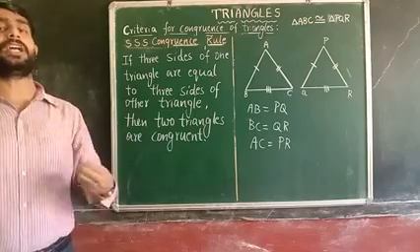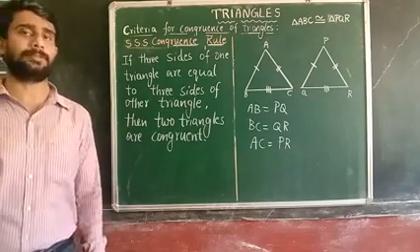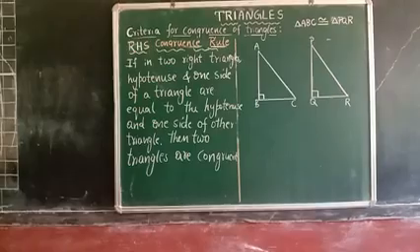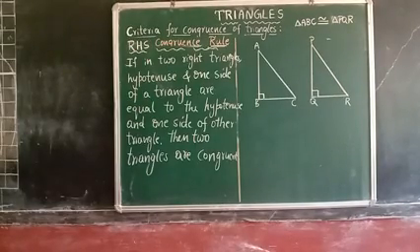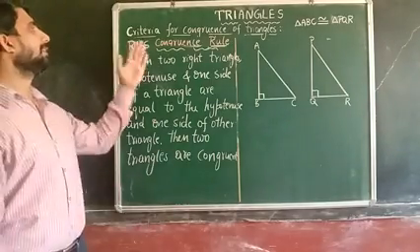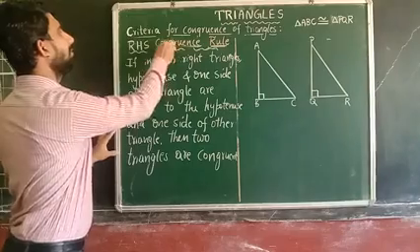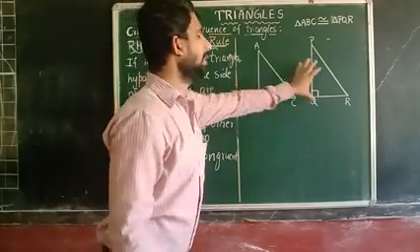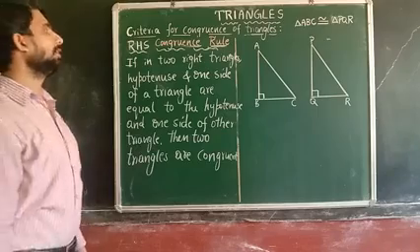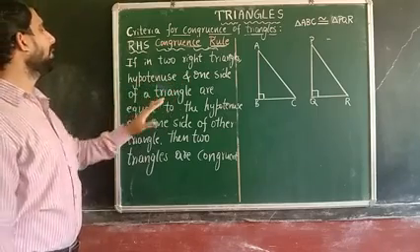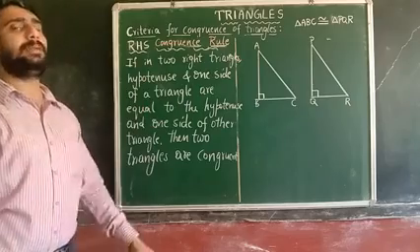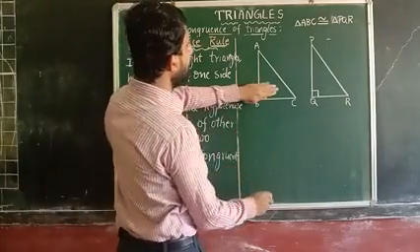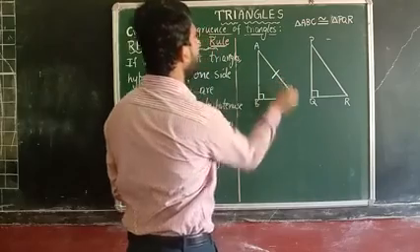This is specially for a right angle triangle. Let's see the RHS congruence rule. If two right angle triangles, see, I have taken two right triangles, have equal hypotenuse and one side of a triangle. Hypotenuse means what? The side which is opposite to the right angle. The side opposite to the right angle is called the hypotenuse.